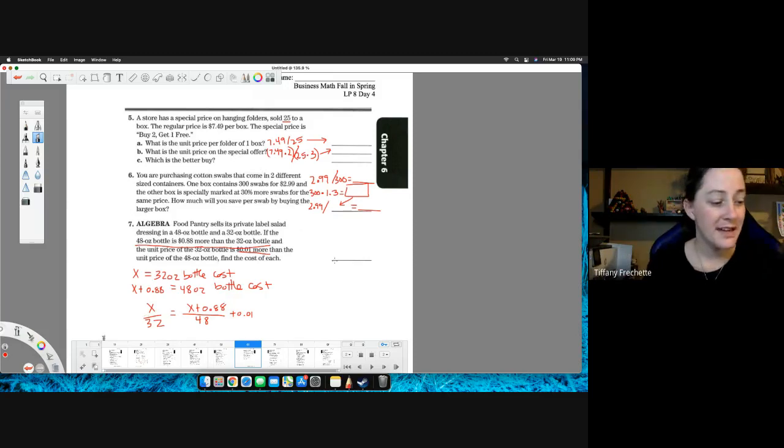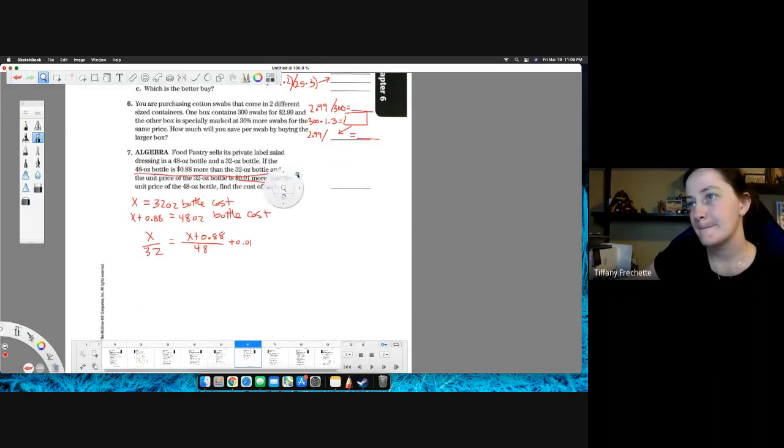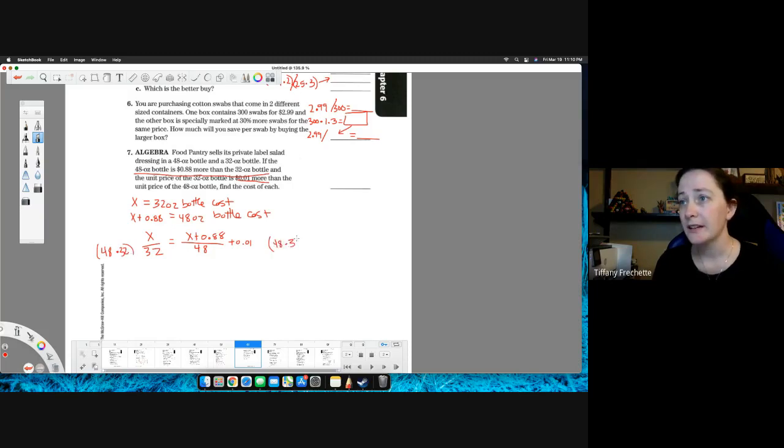So now that we have this set up, we can start basically multiplying. Let's keep moving. I'm going to scooch down here. In order to get rid of these fractions, what we want to do is multiply on both sides by 48 and 32. The reason I'm doing that is to get rid of these pieces.